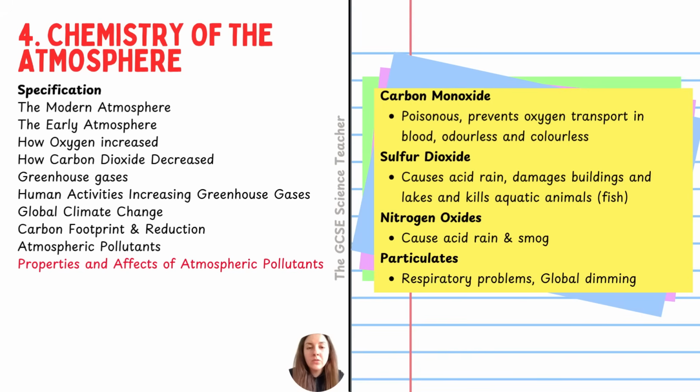Sulfur dioxide causes acid rain. It damages buildings and lakes and kills aquatic animals such as fish because sulfur dioxide mixes with water vapor and causes that acid rain to occur. Nitrogen oxides also can cause acid rain and smog, which is like smoky fog, and can lead to global dimming alongside particulates. So this not only produces respiratory issues, but again leads to global dimming as well.